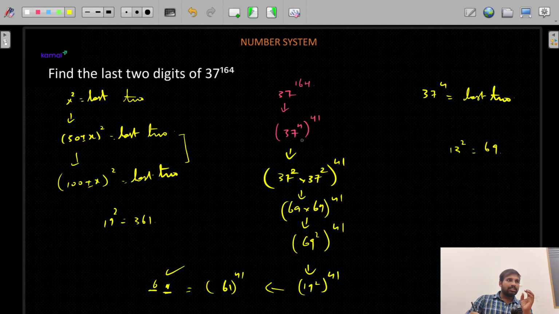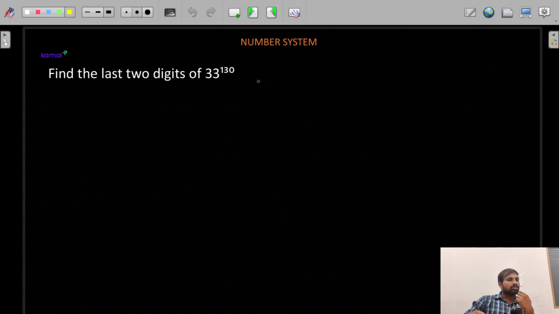Instead of finding 37, if you find the last two digits for 37 power 4 also, you still get it as 61. Instead of doing this, I'm just reducing it to do the math. Because in an exam scenario, if you open your calculator under pressure of time and you miss something while clicking the numbers, you have to do it again. So instead of doing all those things, we are doing it like this. Okay. Let us move to the next question.